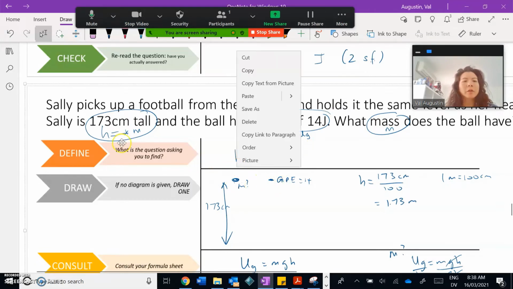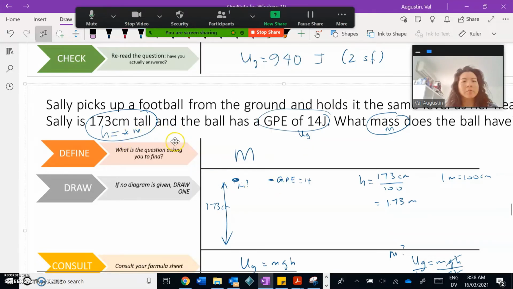So then here we've got a height, which is 173 centimeters. So I put a little star to remind me that you need to change it to meters. Then we've got a ball with a gravitational potential energy of 14 joules. So I've got a circle with Ug around it, and mass, which is m. So the question is asking you to find the mass, which is m. So my diagram is that it's 173 centimeters above the ground, and the mass is the unknown, and we've got a gravitational potential energy of 14 joules.